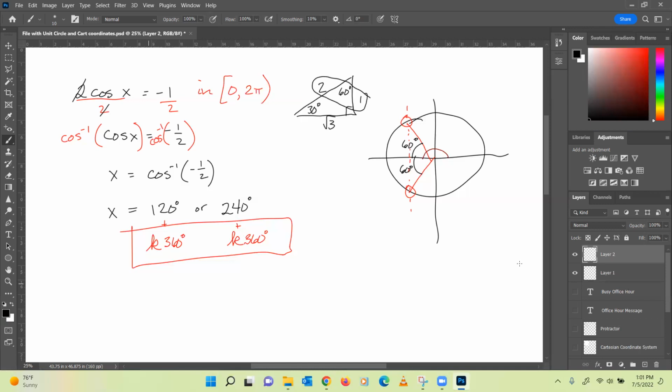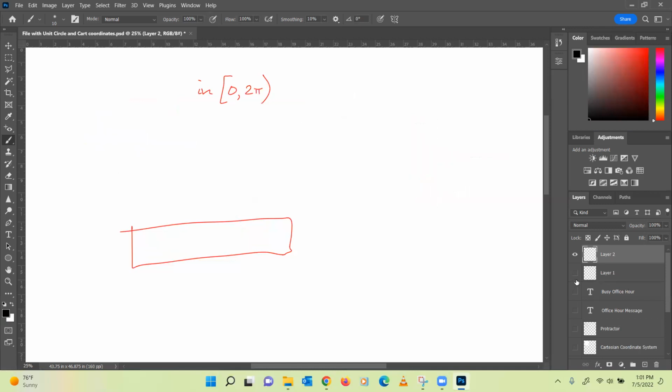All right, let's look at another example. Funny, I added a layer, wrote on that one, and would have kept the first one.